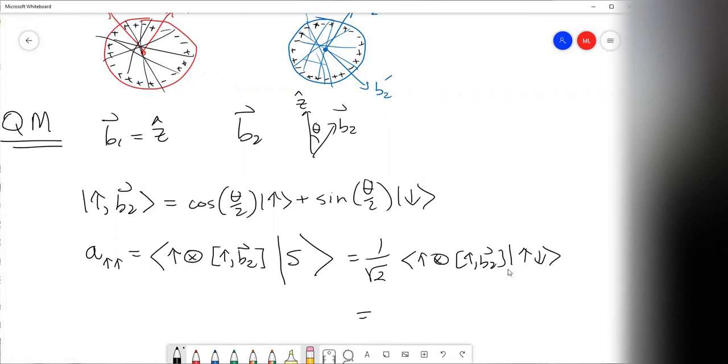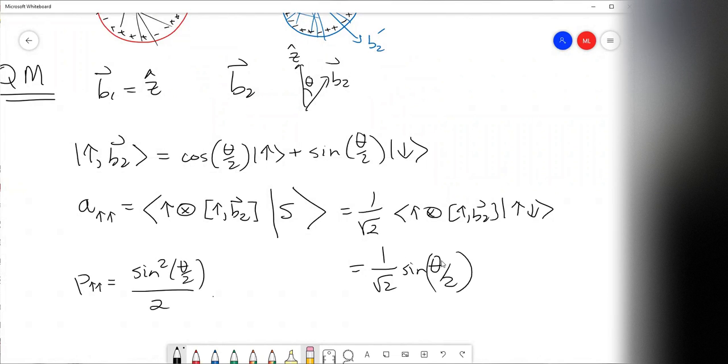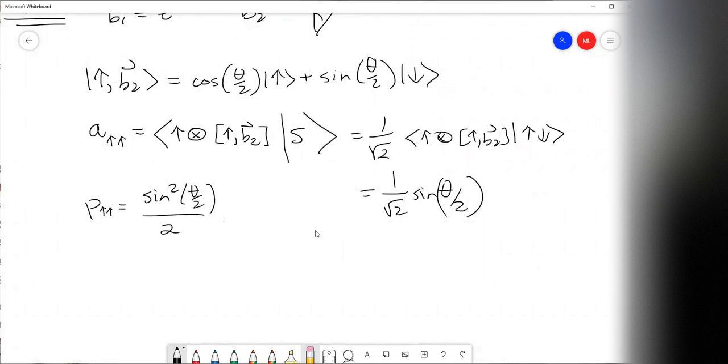And so you see that picks up the down component of this guy right here. So you get 1 over square root of 2 sine theta. All right, so what does it mean? It means that the probability of measuring up is sine squared theta over 2. Oh, sorry, this is theta over 2. Sine squared theta over 2 divided by 2. So that's that. Down, down is quite similar, right? You'll get the same thing actually if you do down, down.